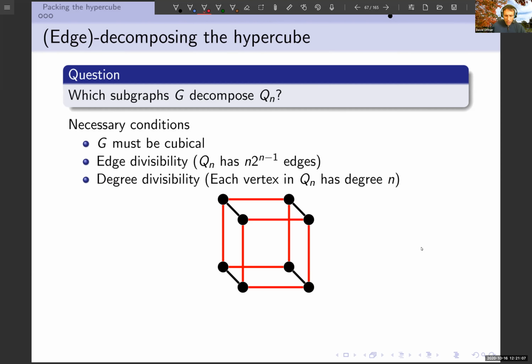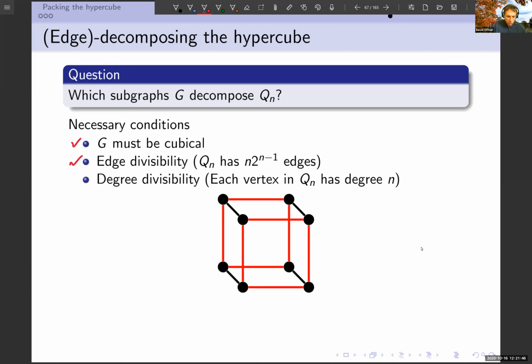So the question once we've done vertices is, can we do edges? Which subgraphs G decompose Qn? When we look at the combinatorics of edges, there are again some obvious necessary conditions. First, G must be a subgraph of a hypercube, so it must be cubical. Then we have two divisibility conditions. Overall edge divisibility: Qn has n times 2 to the n minus 1 edges. So if I want to partition the edges of Qn into edge-disjoint copies of some subgraph, the number of edges in that subgraph has to divide n times 2 to the n minus 1.